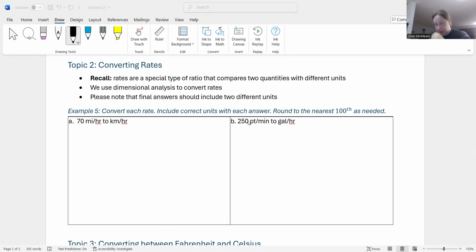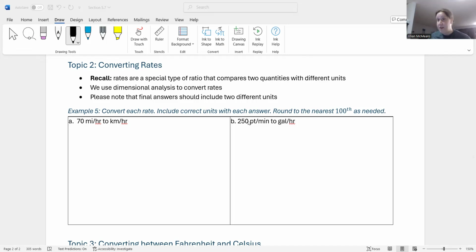For topic two, we're going to look at converting rates. Okay, so let's do a quick reminder of what a rate is. We talked about a rate at the beginning of the chapter. First we had this idea of a ratio. A ratio is a comparison of two quantities. So anytime you're comparing two things, that is a ratio.